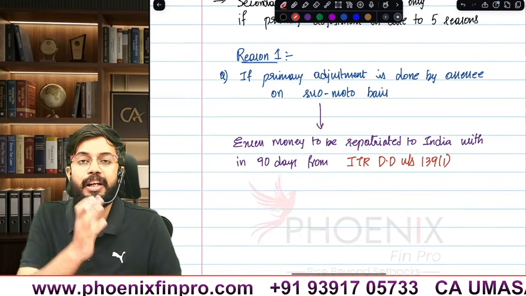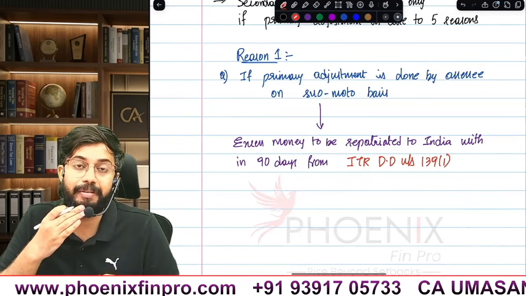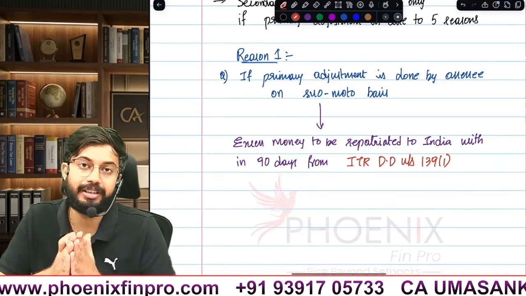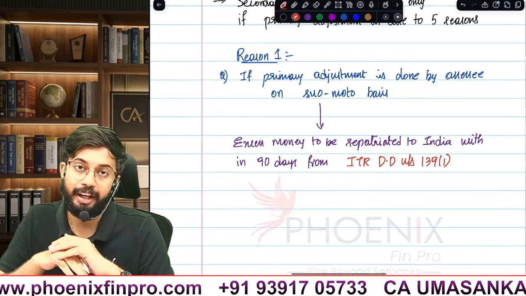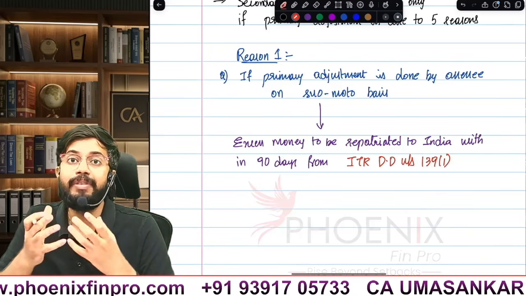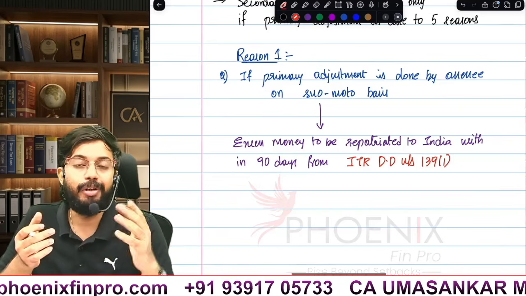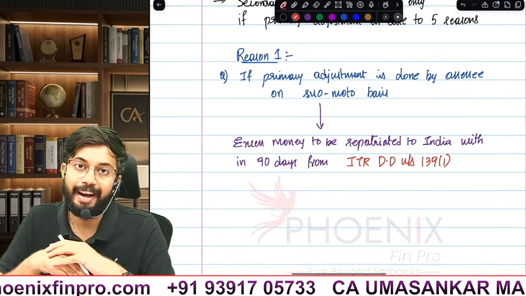That means generally in case of transfer pricing, ITR due date is 30th November. After 30th November, from 1st December onwards, within 90 days, you have to bring back excess money to India. If you do not bring back excess money to India, then what is the recourse? Then excess money will be deemed as loan given to associated enterprise and interest income will be calculated. Are you able to understand?